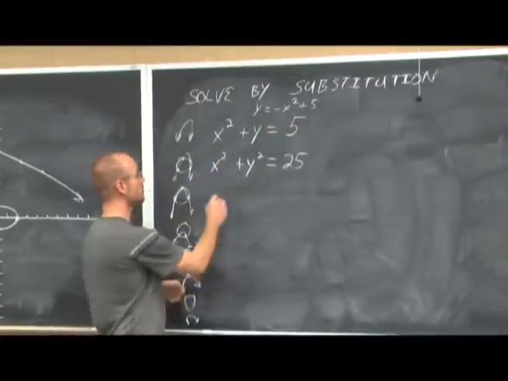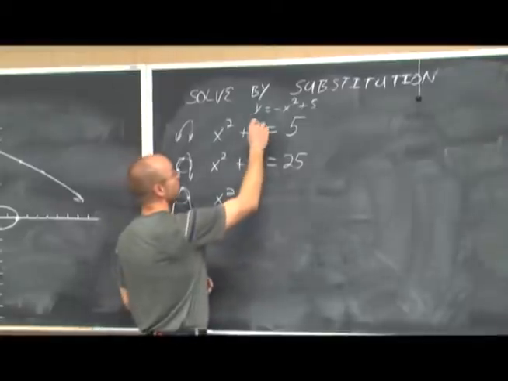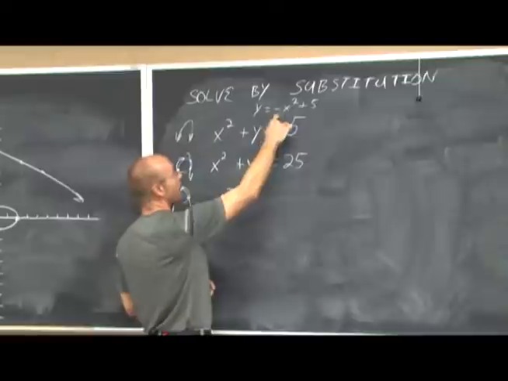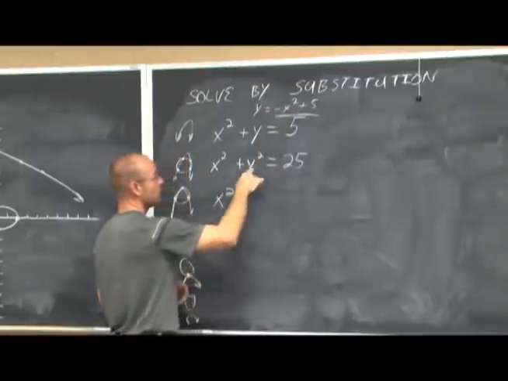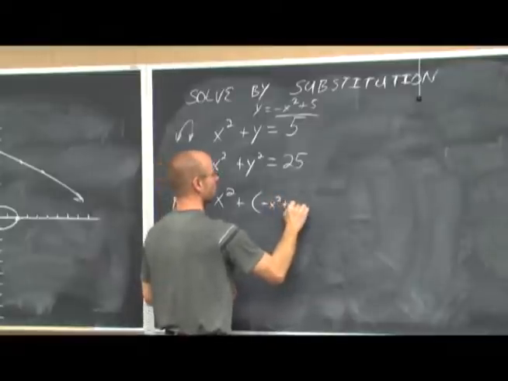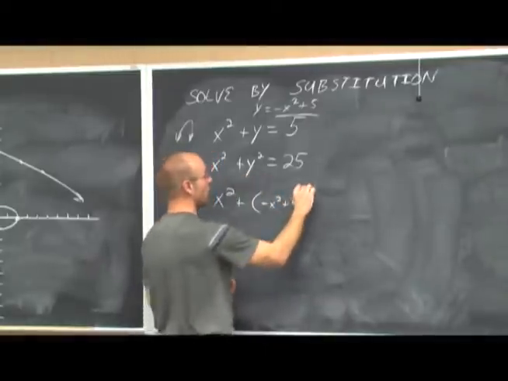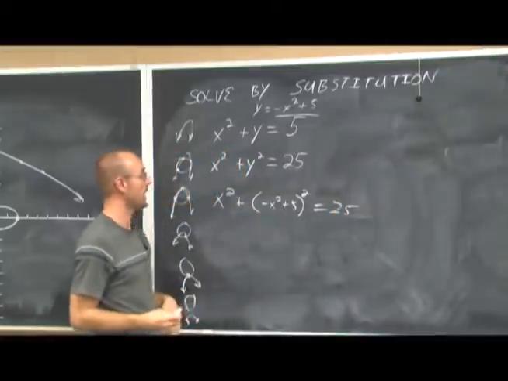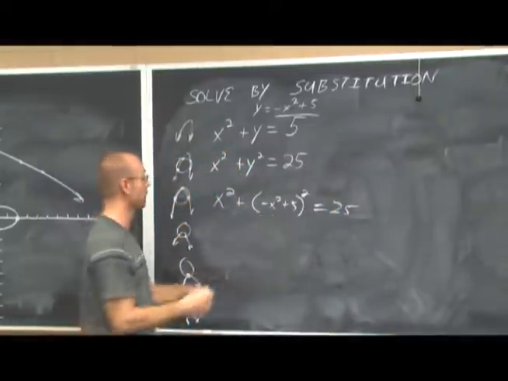We can do a substitution. Take this value, solved for y, and substitute it in for y. If y is this value, put that value in. Negative x squared plus 5 is the same thing as y. So we put it into the equation, and now we have it. And now I can just FOIL this out.